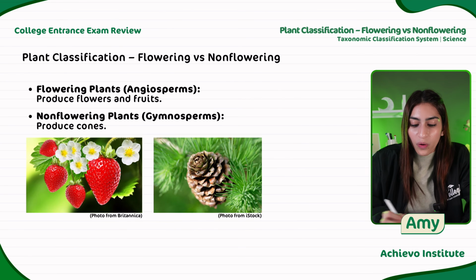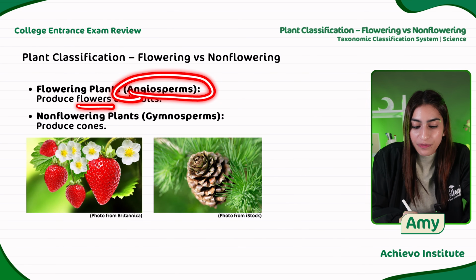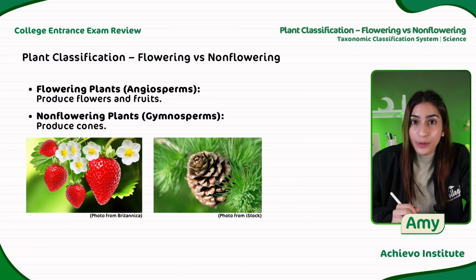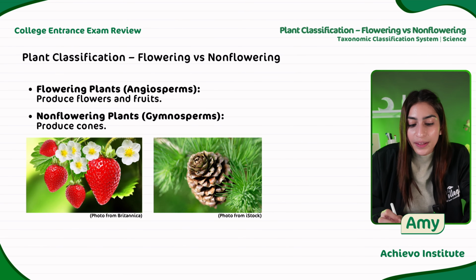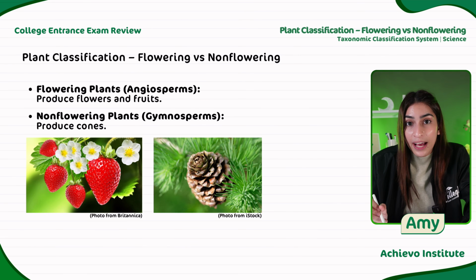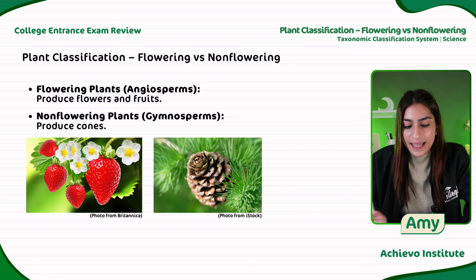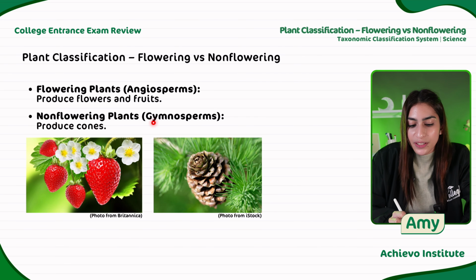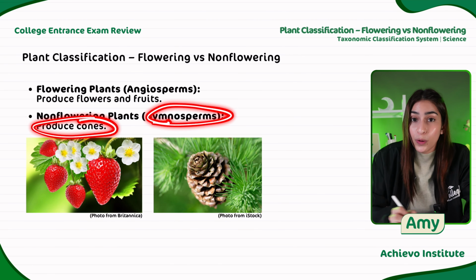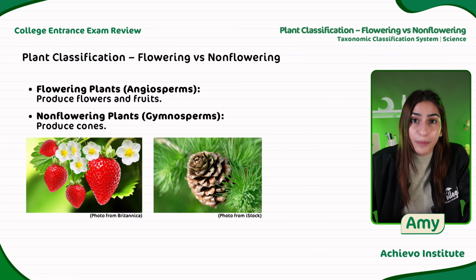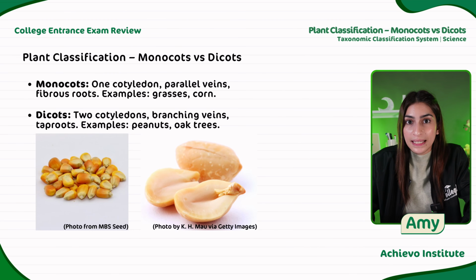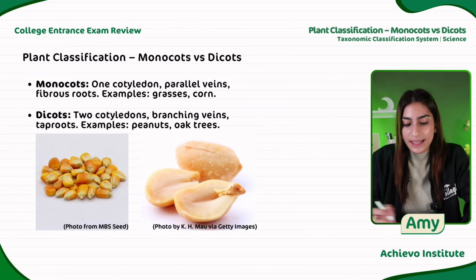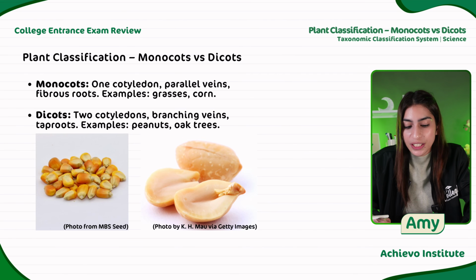Flowering plants or angiosperms produce flowers and fruits. Flowers attract pollinators, meanwhile, fruits aid in seed dispersal. Thus, flowering plants actually have increased reproductive success. Meanwhile, non-flowering plants or gymnosperms produce cones and have lower reproductive success. Monocots are adapted for fast-growing plants such as, for example, grasses. Meanwhile, dicots are usually found in larger, more complex structures such as trees.